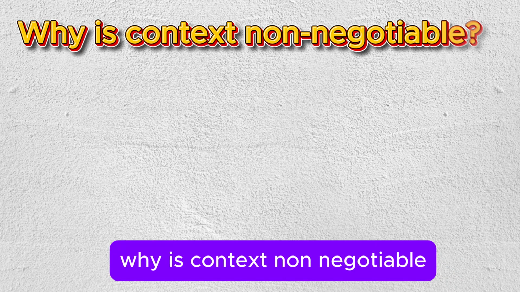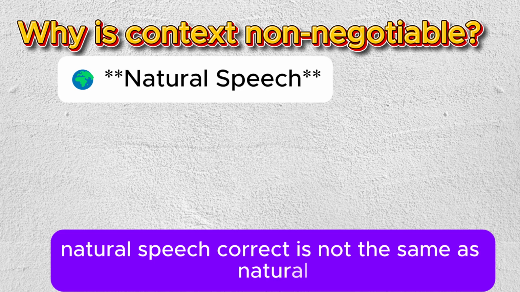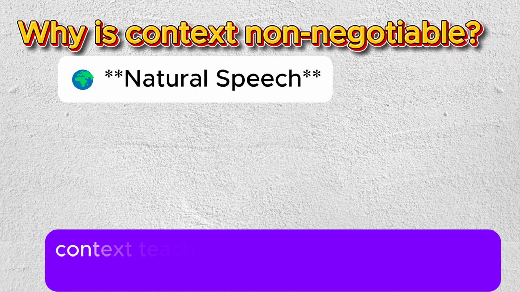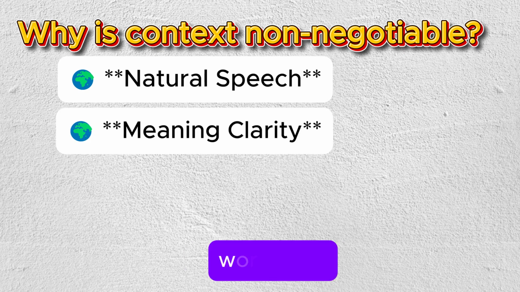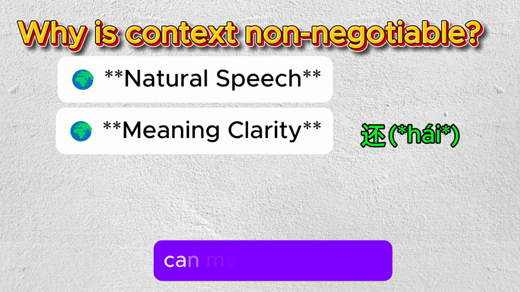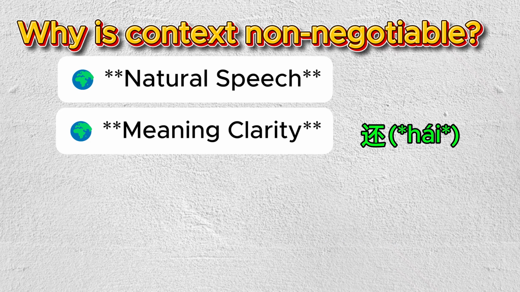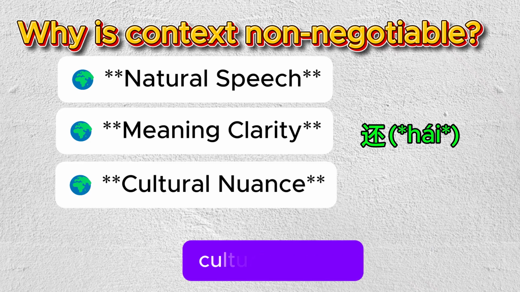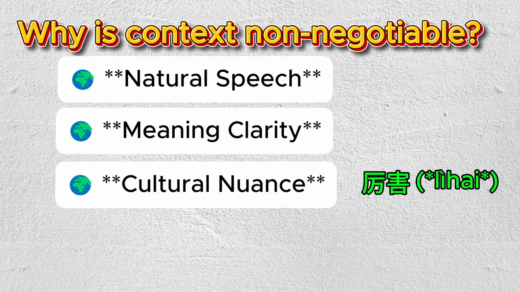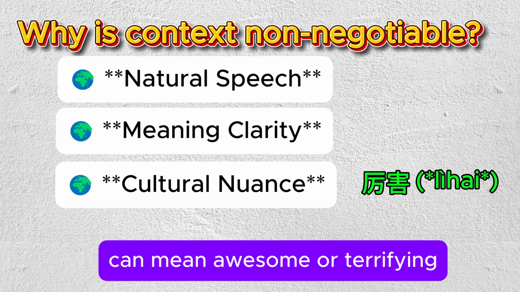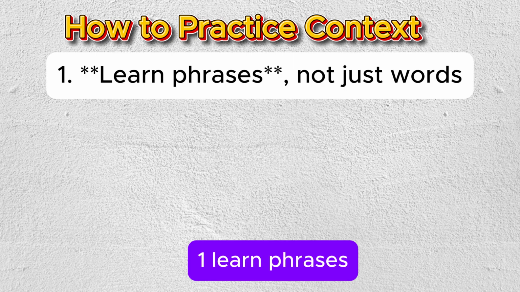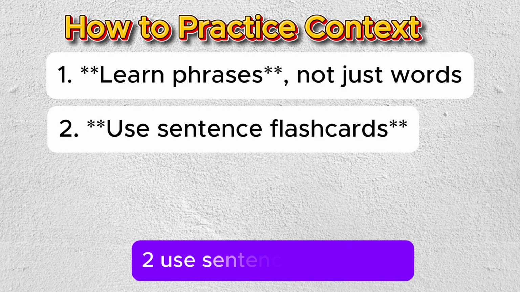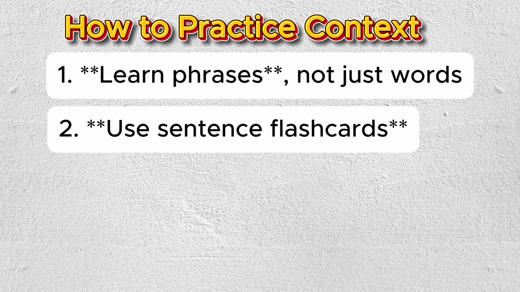Why is context non-negotiable? Natural speech. Correct is not the same as natural. Context teaches you what native speakers actually say. Meaning clarity. Words like 还 can mean still or also. Only context tells you which. Cultural nuance. 厉害 can mean awesome or terrifying. Tone and situation decide. How to practice context. 1. Learn phrases, not just words. 2. Use sentence flashcards. 3. Read graded readers.